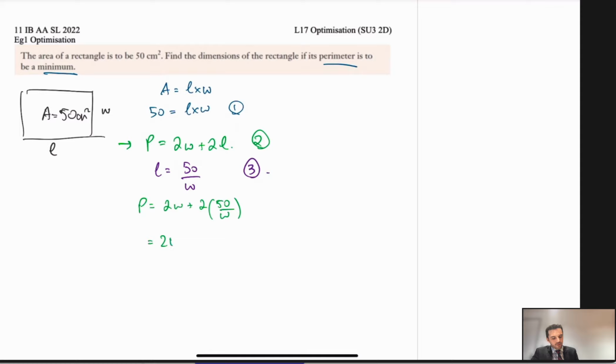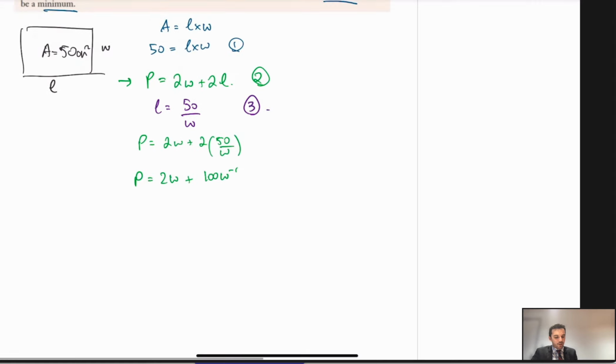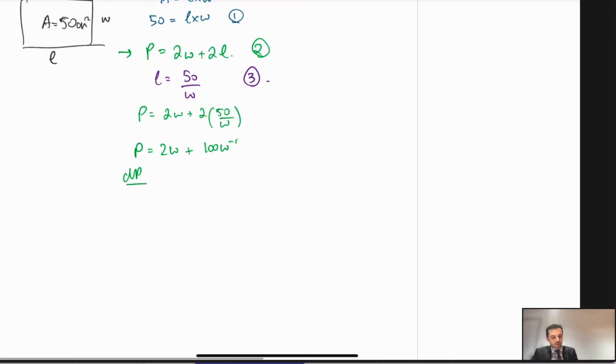As always, I'm going to bring up the W to make it a negative index, just so it's on the numerator. Now let's differentiate in terms of W. There we go. Now we want to find a stationary point. So how about we make that dP by dW 0, because we know it's going to have a gradient of 0.